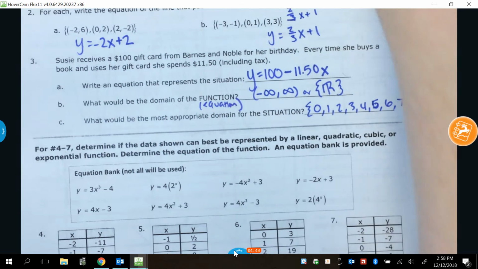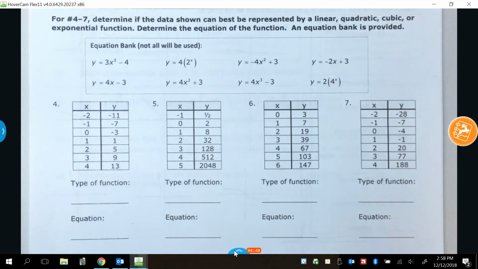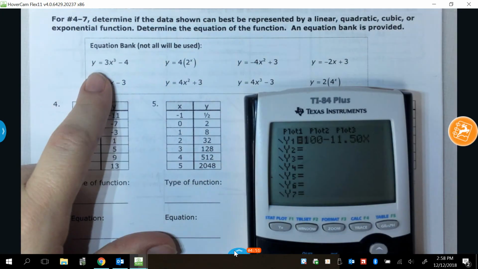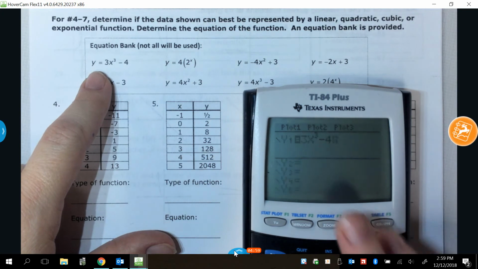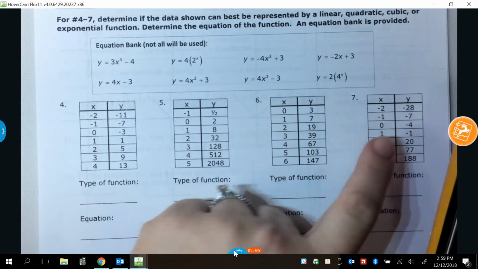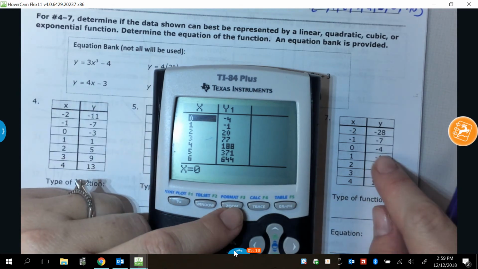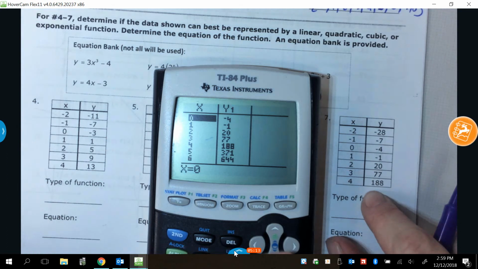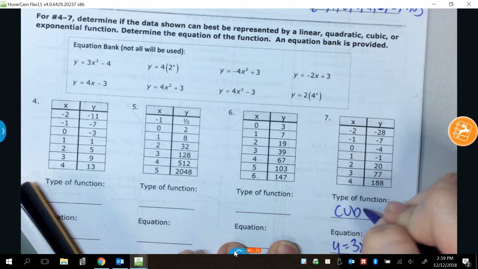Okay, let's look at number 4 through 7. Okay, guys, use your calculator to help you with these. So let's just start with the first equation. 3x to the 3rd power minus 4. Okay, let's see if the table matches. So I start at 0, 0, negative 4. That's 0, 3, 0, 2, 0, 4. So this has 0, negative 4. So let's see if this matches. So 1, negative 1, 220, 377. So it does. So this goes with this. So this is y equals 3x cubed minus 4. And because it's cube, it's a cubic graph.